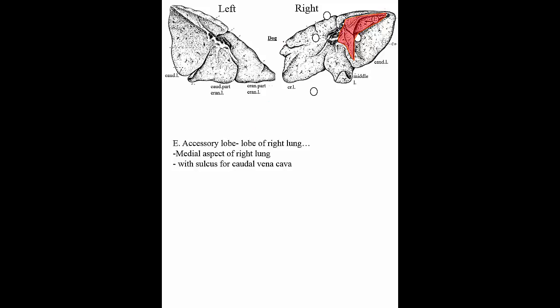The accessory lobe. Now this is a dog lung, and this is the cranial aspect again, and you're looking at the medial surface of the lungs. Important thing to note is that the right side of the lung also has an accessory lobe. It's only really visible from the medial aspect, and there's a sulcus through that for the caudal vena cava. Sometimes students are a little bit confused about where the accessory lobe is. It is part of the right lobe, and it's found on the medial aspect.